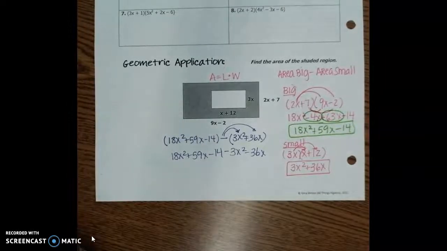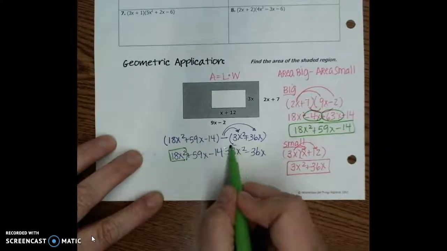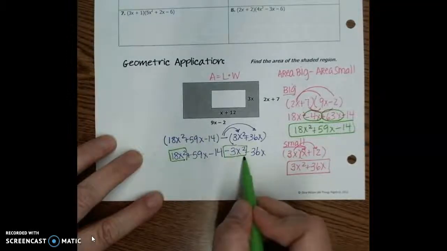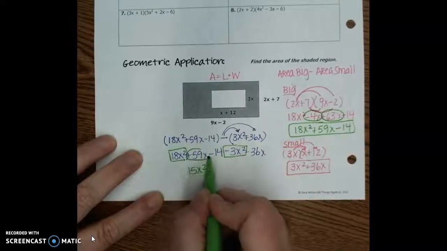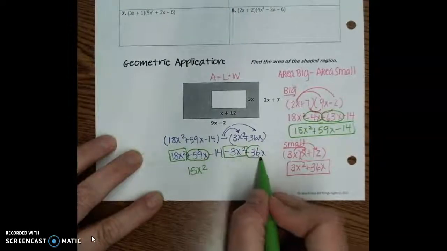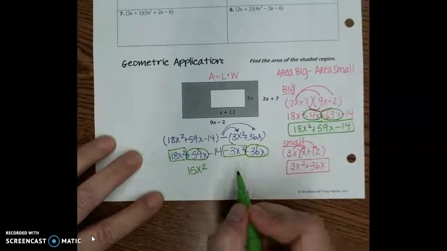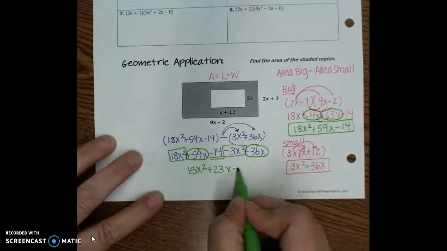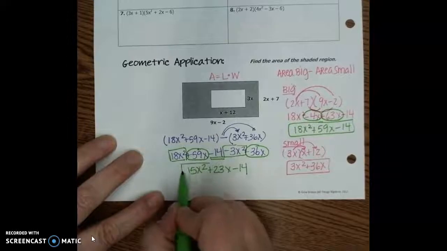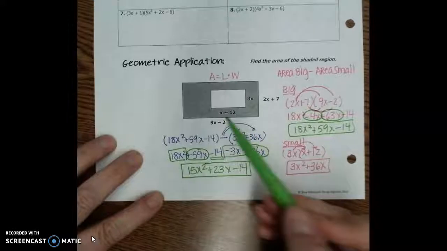And then we're going to look for any like terms. Okay? X squared and x squared. So we have 18x squared minus 3x squared, 15x squared. I have a single x term, and I have a single x term. I have 59x minus 36x is 23x. And I got my negative 14 constant. It's going to go on the end. It's got nothing to combine with. So this would represent the area of just the shaded area.